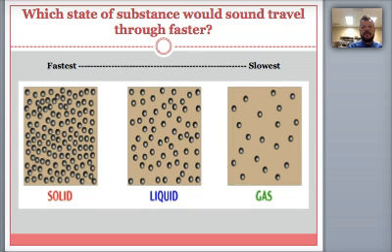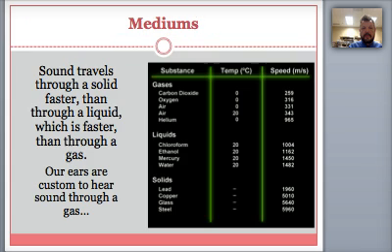Which state of substance would sound travel through faster, a solid, liquid, or a gas? Solid particles are closer together, so they'll be able to interact with other particles quicker than they're in the gas. Sound travels through solid faster than through a liquid, which is faster than through gas. Our ears are accustomed to hear the sound through the gases.